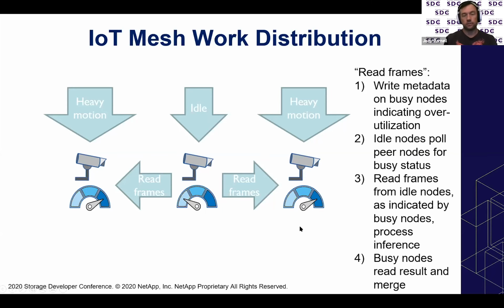And then the idle node, the one in the middle, can poll its peers to see if any of them are overburdened. And it will see that yes, the left camera and the right camera are both overburdened. So what can I do to assist?